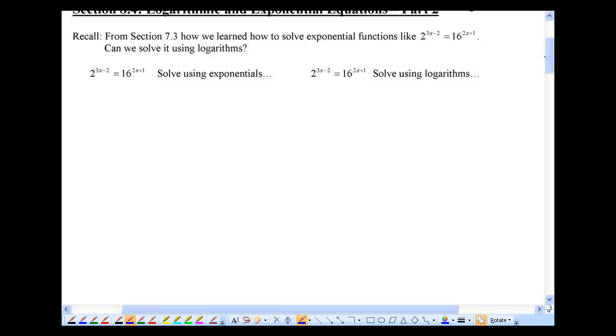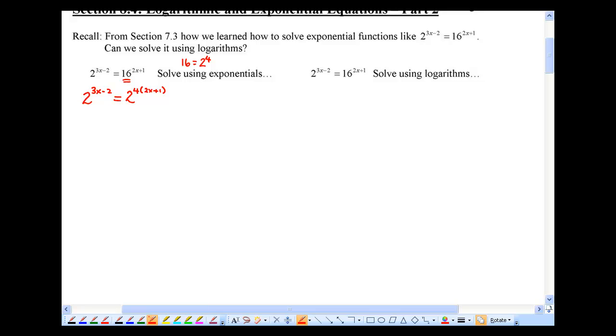Okay? Alright, so the first one here, solving using exponentials. Remember what we did last time? Remember how we wanted to change everything to the same base? So remember 16 can be written as 2 to the power of 4. So when you do it like that, you get 2 to the power of 3x minus 2 on the left side, and on the right side, that 16 becomes 2 to the power of 4.